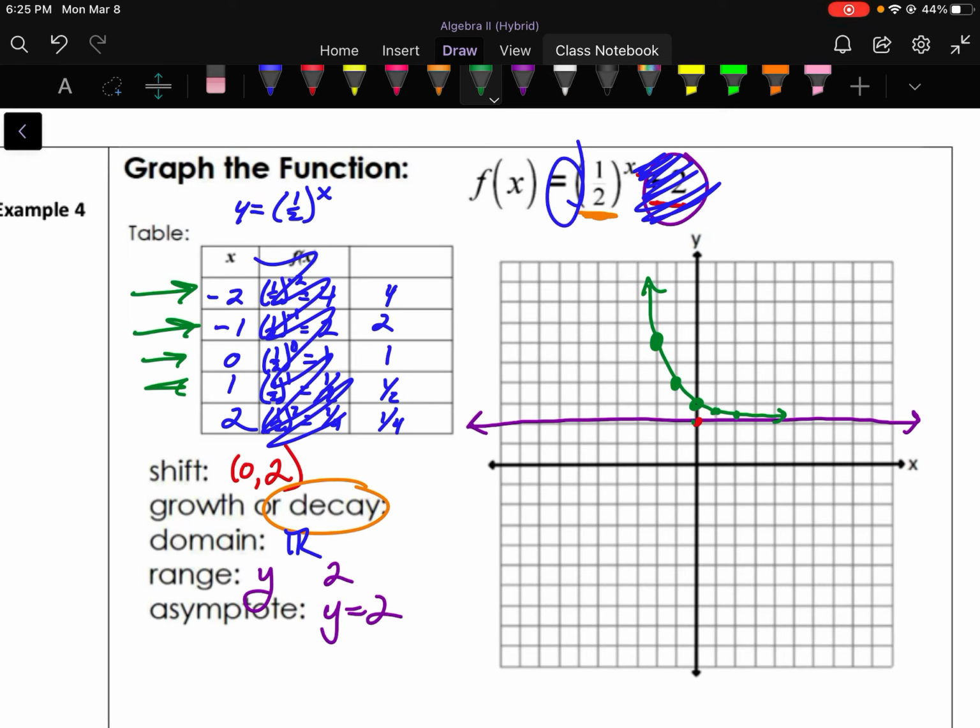So now we've got to decide my range. Is it y is less than 2 or y is greater than 2? Well, because we are above our asymptote, we want to say that y is greater than 2.